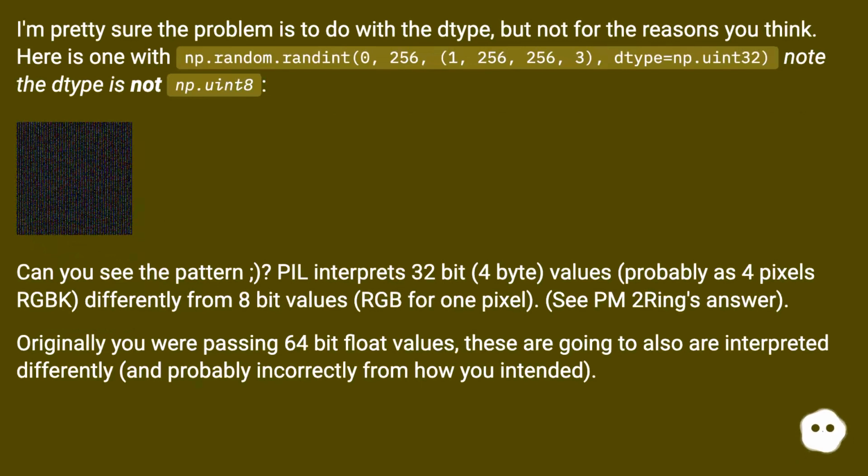Here is one with np.random.randint(0, 256, (1, 256, 256, 3), dtype=np.uint32). Note the type is not np.uint8. Can you see the pattern? PIL interprets 32-bit, 4-byte values, probably as 4 pixels, RGBA, differently from 8-bit values, RGB for 1 pixel. Originally you were passing 64-bit float values; these are also going to be interpreted differently, and probably incorrectly from how you intended.